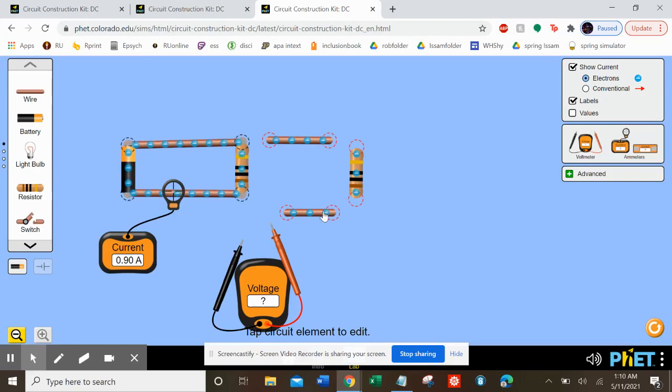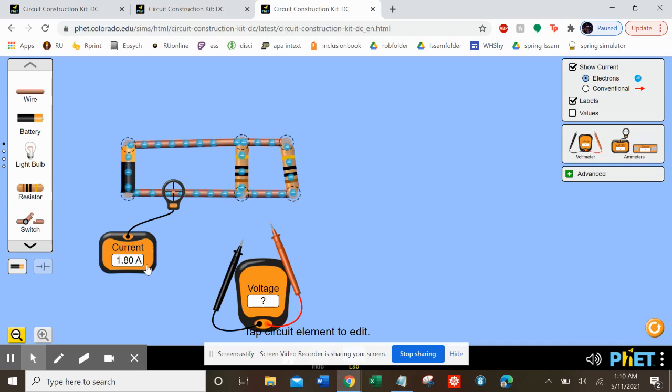Okay, let's go ahead and test it now. I'm going to add this resistor. Pay attention to current as I do it. I'm adding a resistor in parallel. And when I complete this loop, I'm doing it in parallel. I'm adding another loop. What's going to happen to that current?